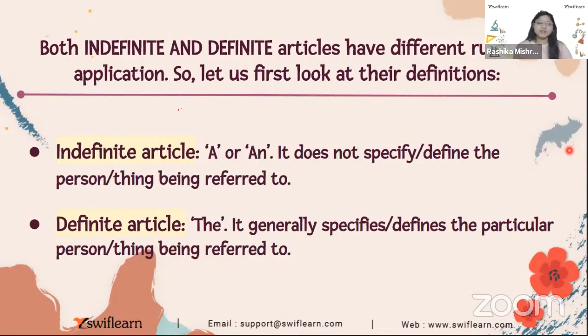Now, the definite article. What is a definite article? As I already told you, we have only one definite article, which is the. It generally specifies and defines a particular person or thing being referred to, as I just told you. For example, the Taj Mahal. Just recall the previous example that I gave you, the Taj Mahal. Here we are talking about a particular thing, the Taj Mahal, and we already know about it, right? So in this case, we always use the as an article.